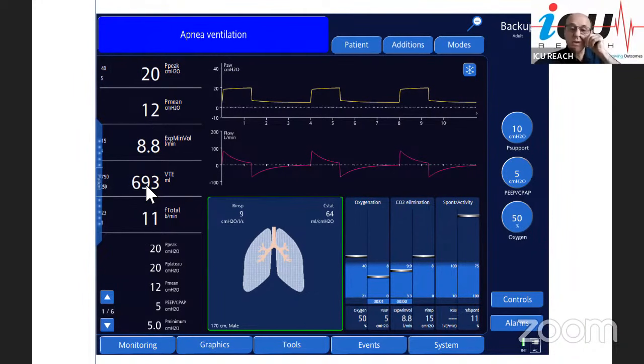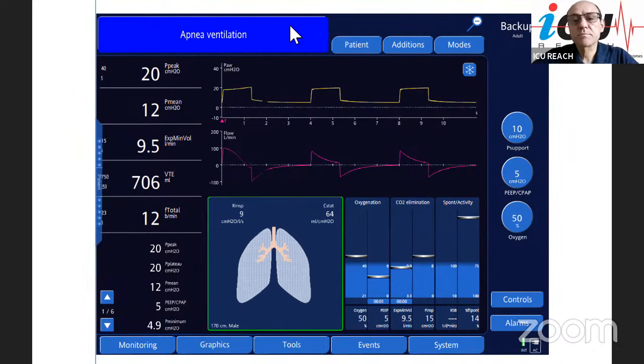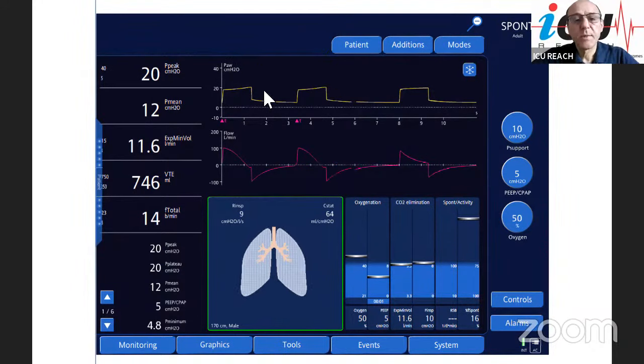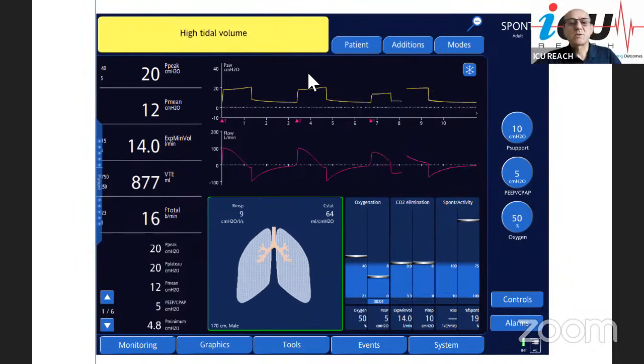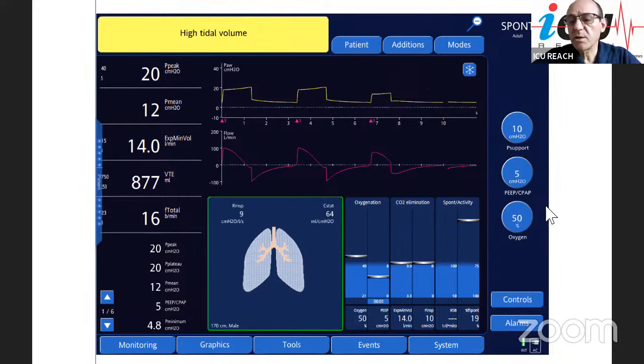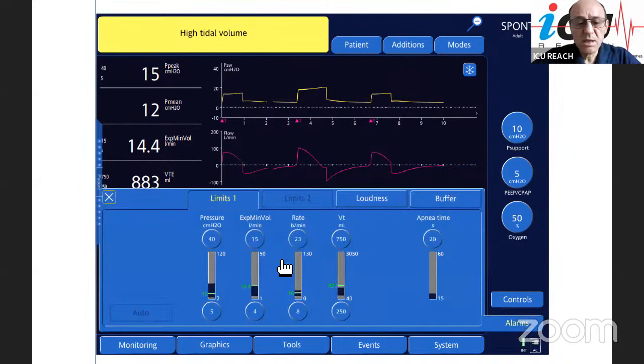So this patient is breathing on his own. I just want to get out of the apnea ventilation. Okay, and now we started. High tidal volume. So let's just disable the alarms. Here's the tidal volume.